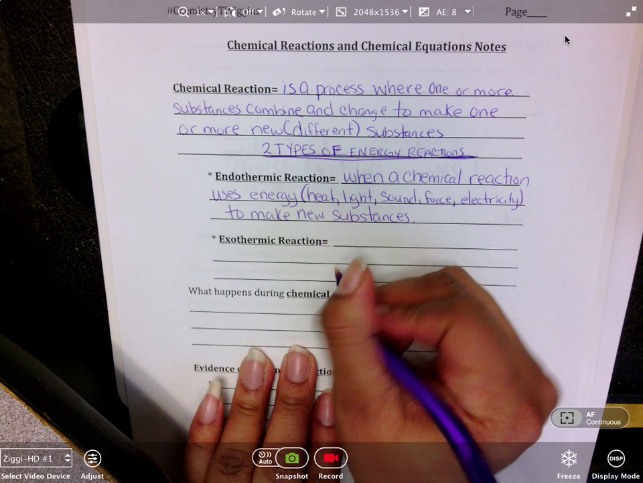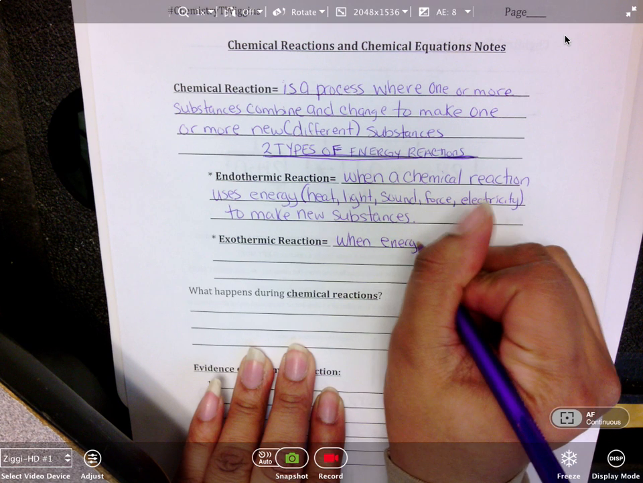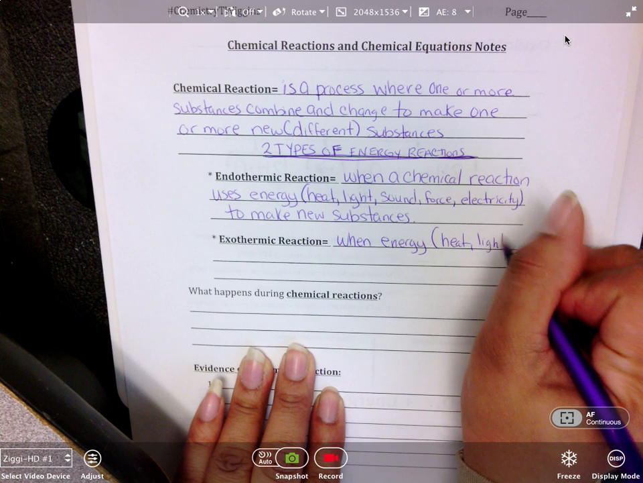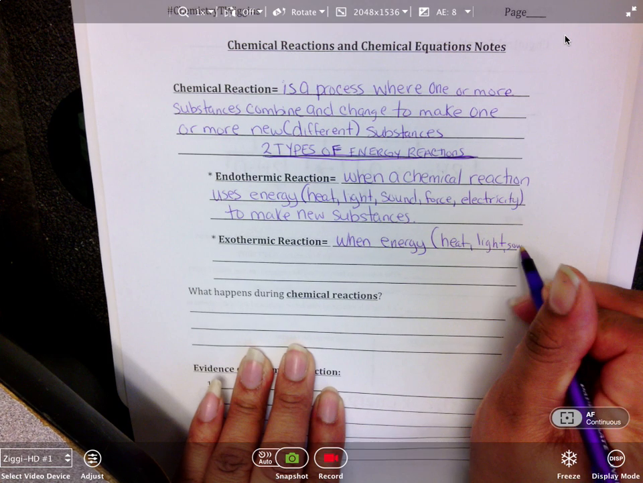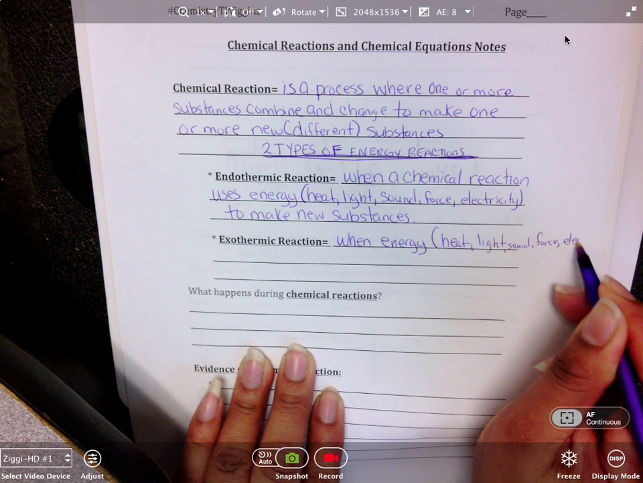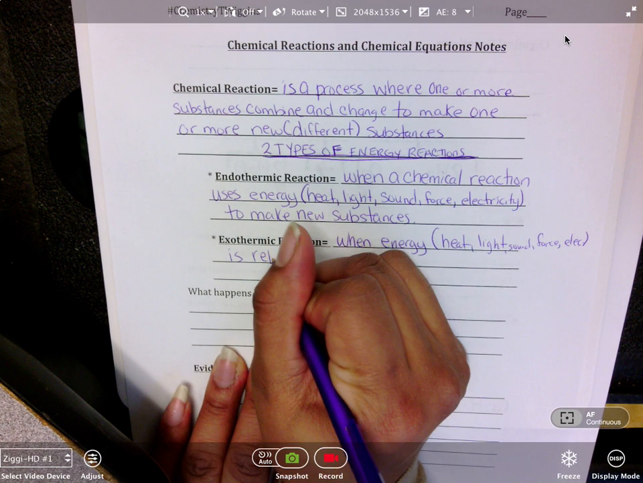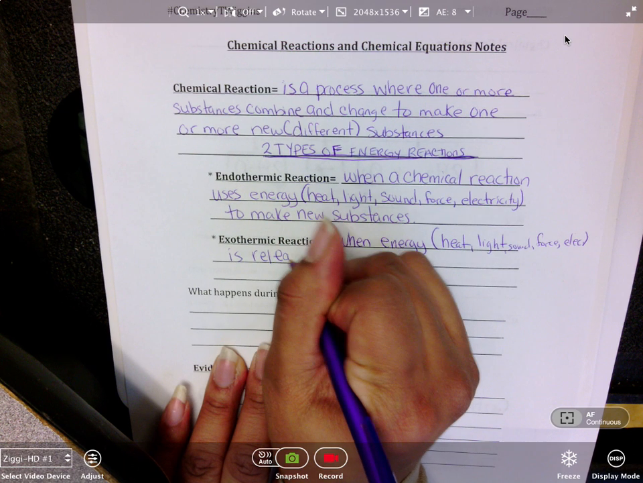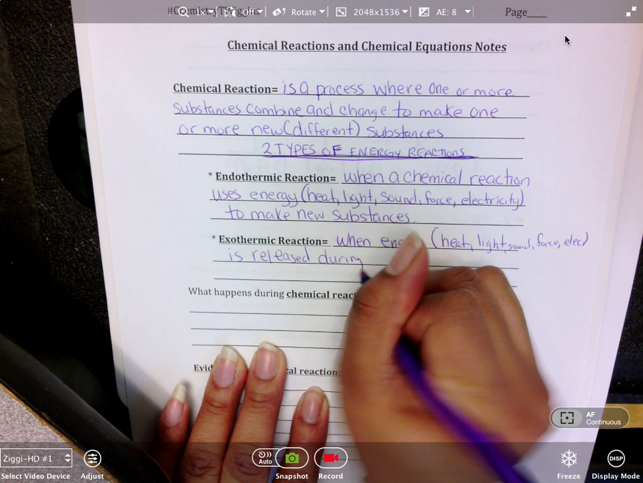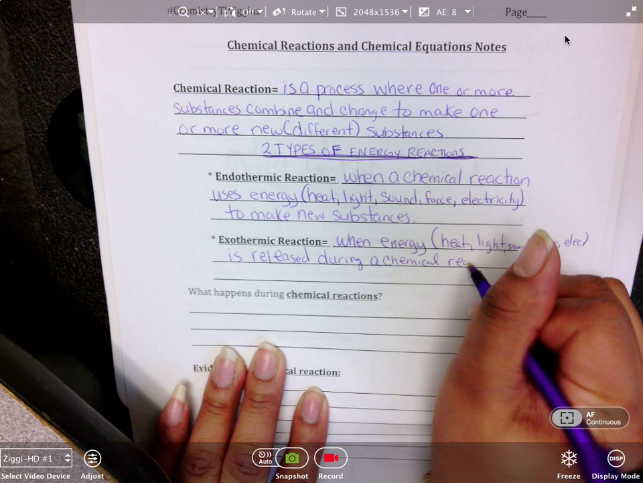For an exothermic, this is when energy, and energy again is heat, light, sound, force, electricity, is released during a chemical reaction.